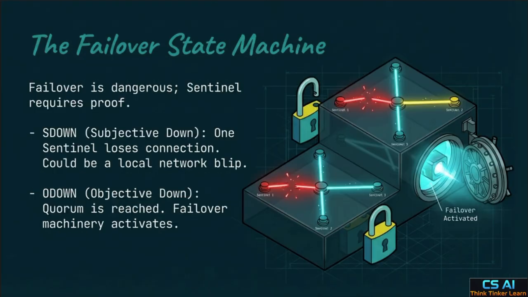Failover is dangerous, so Sentinel requires proof. One Sentinel losing a connection is an SDOWN, subjective down. It could just be a local network blip. Only when the quorum is reached does it become an ODOWN, objective down. And only then does the failover machinery activate.